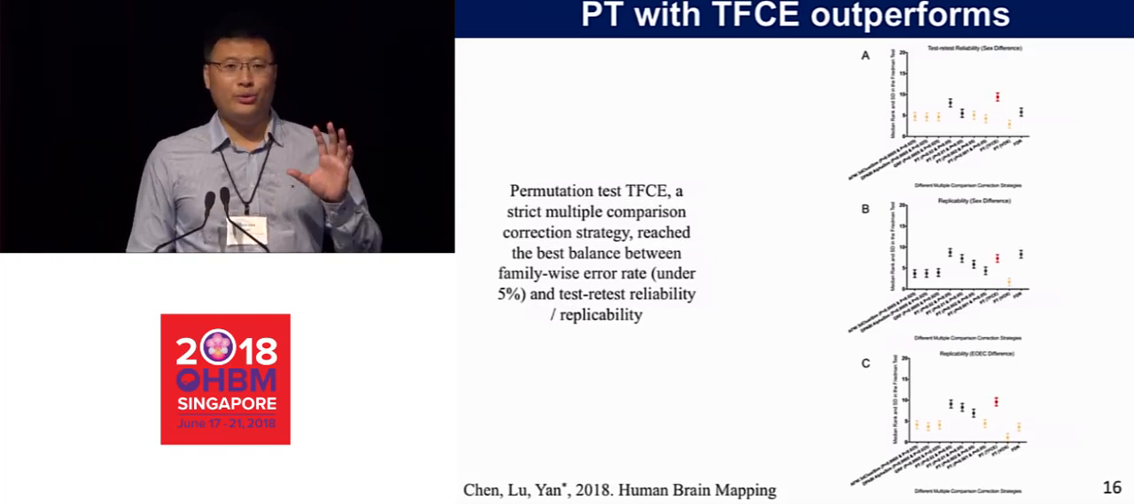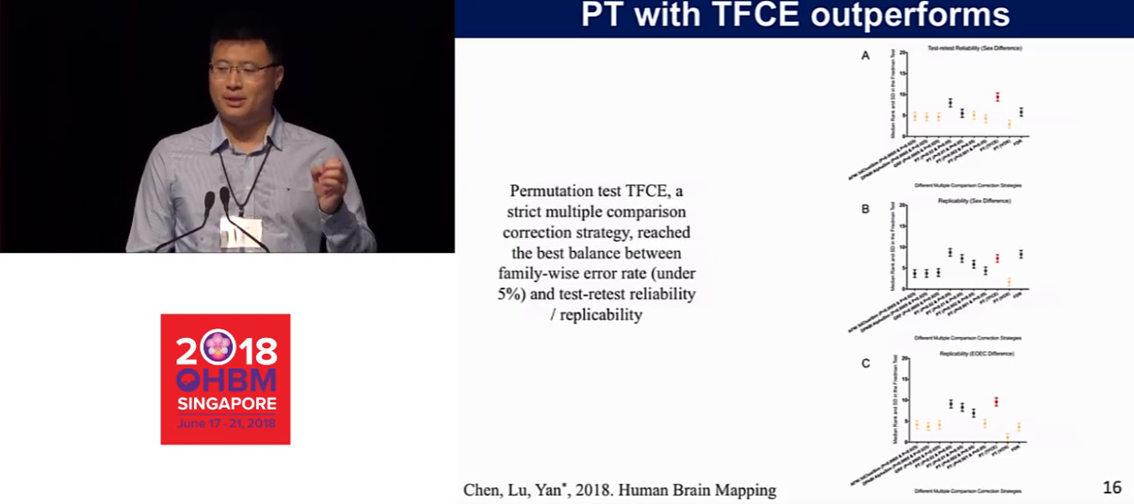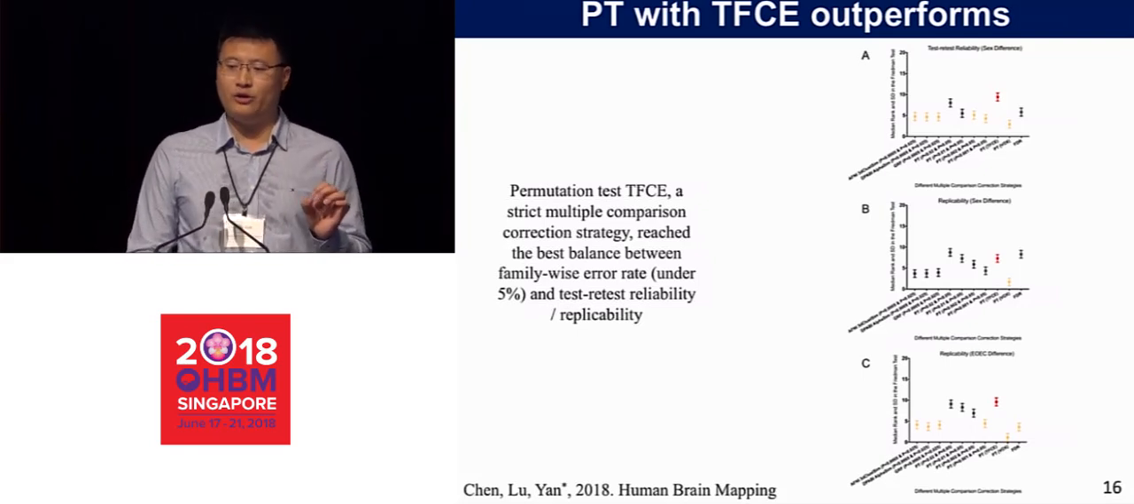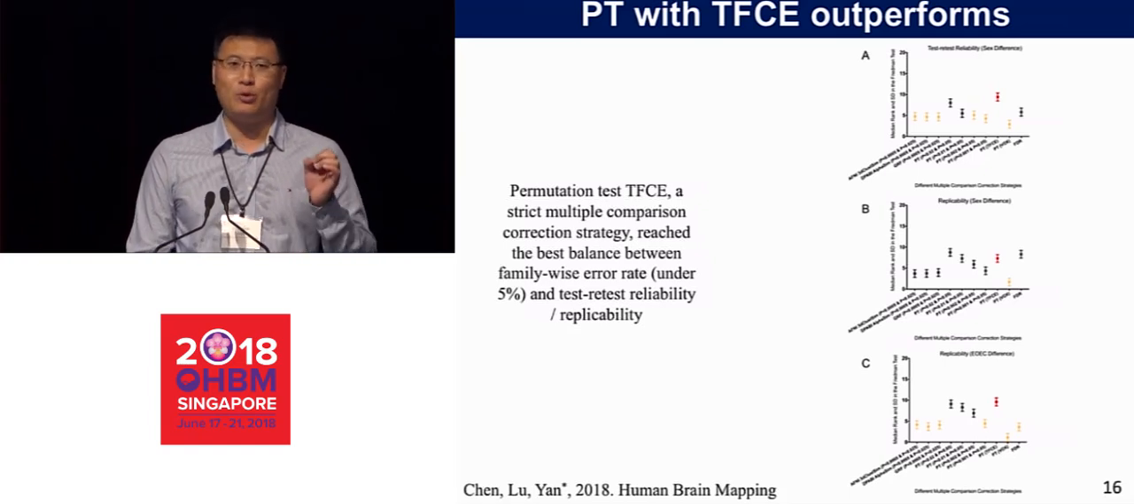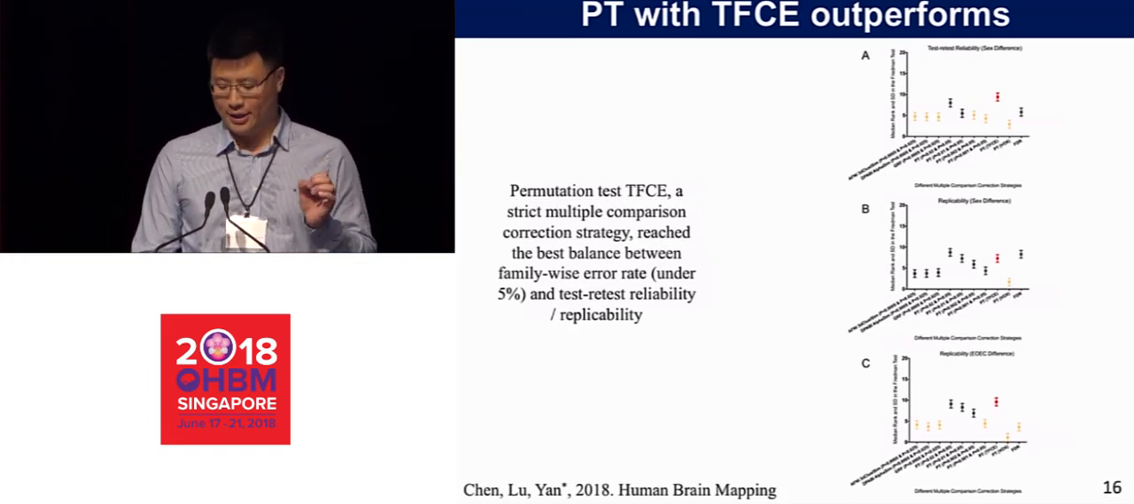And also, this is the sex differences. We also wanted to see if these results stay the same for the within-subject differences, for eyes open versus eyes closed differences. It seems across all these different comparisons, the permutation test with TFCE can control the family-wise error rate under 5%, and the test reliability and the replicability are the best.